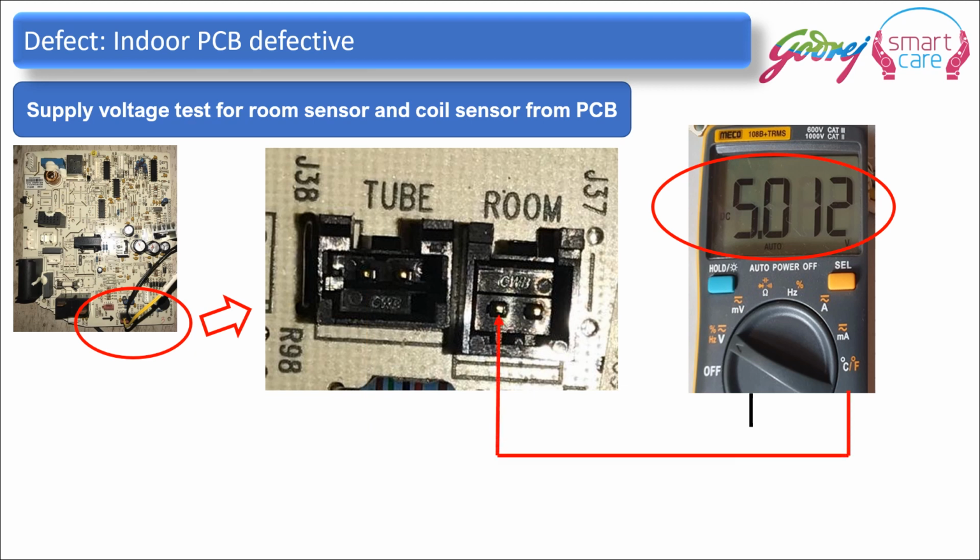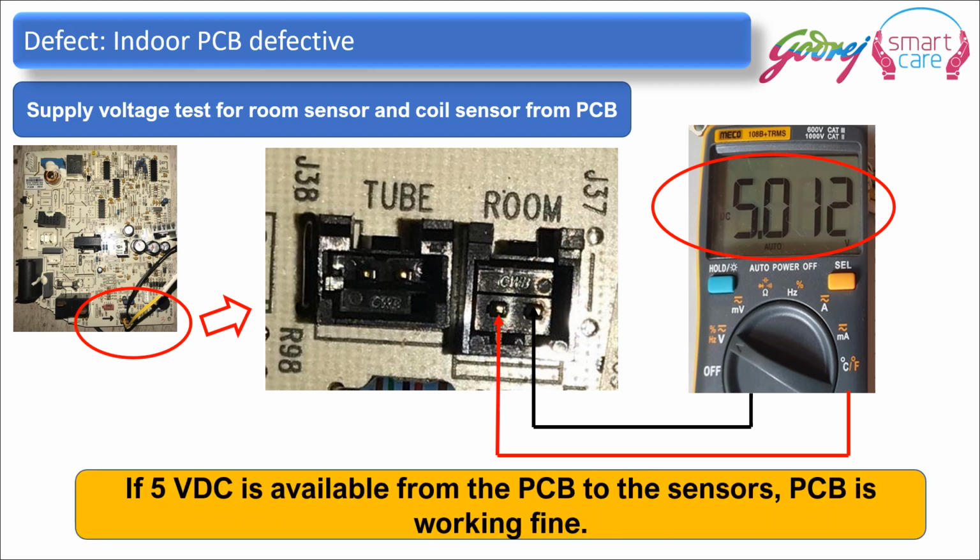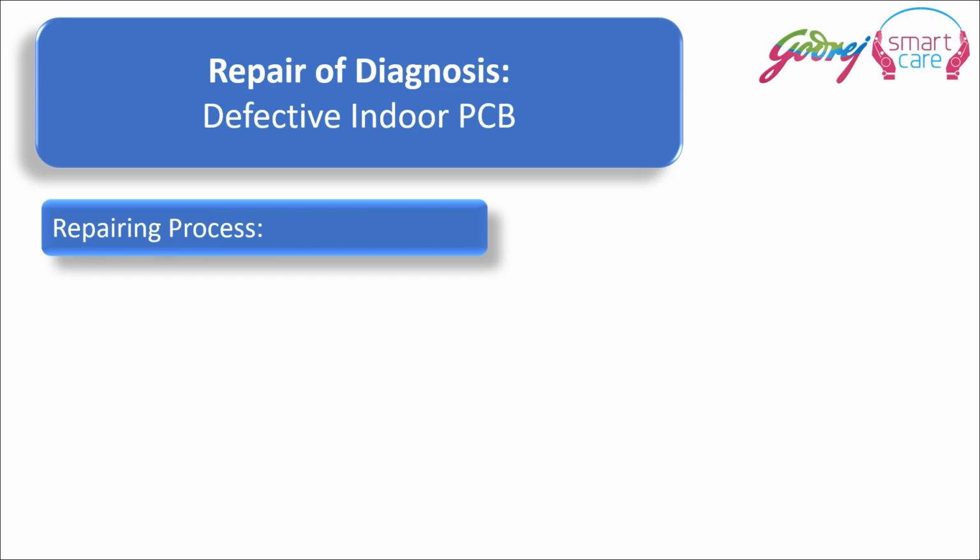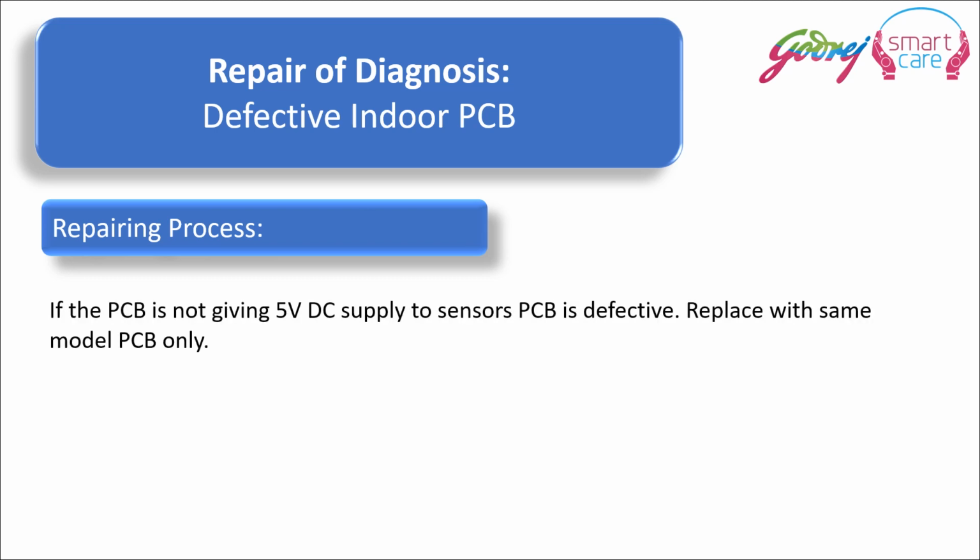As you see, the indoor PCB should give 5-volt DC supply to the sensor terminal. If 5-volt DC is available from PCB to sensor, PCB is working fine. In case of defective indoor PCB, if the PCB is not giving 5-volt DC supply to sensors, PCB is defective. Replace the same with the new PCB.